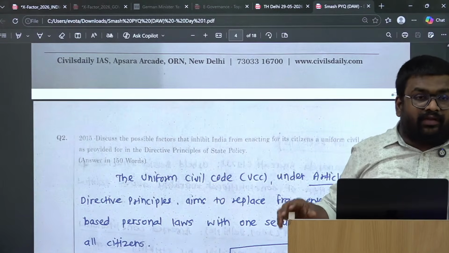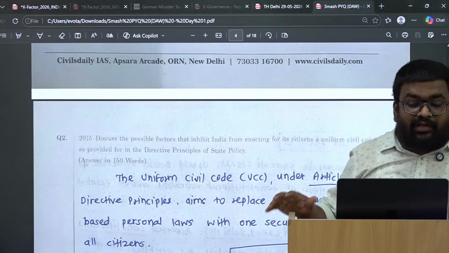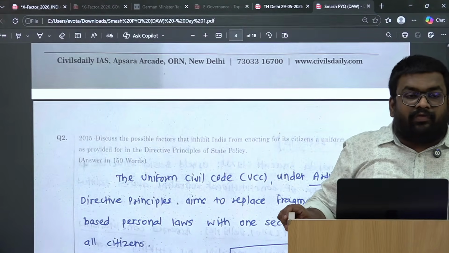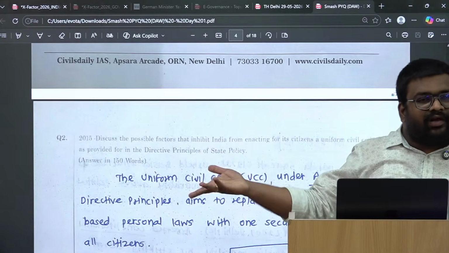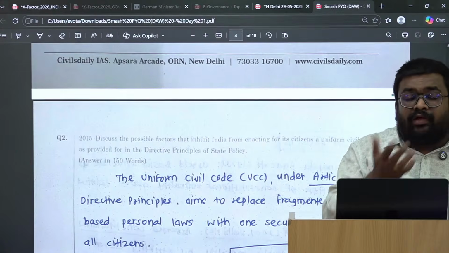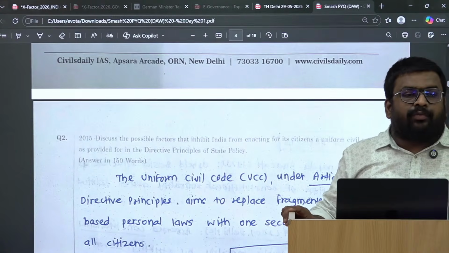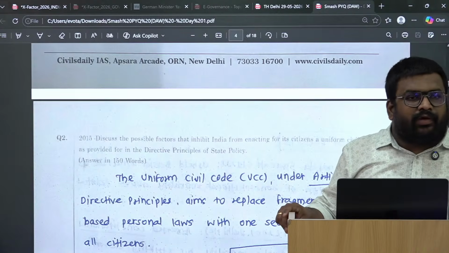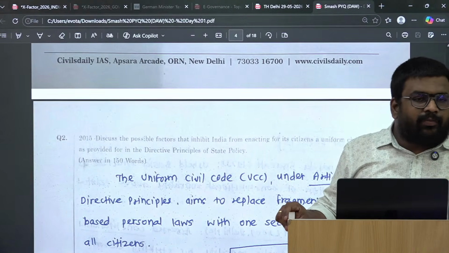Similarly here, the question is on uniform civil code. Again, this is an expected theme this year as well. In 2015 they had the question, factors hindering implementation of uniform civil code. Everyone will start with the definition of uniform civil code and write the factors. So political factors, historical factors, social factors can be there. You can classify under them, 2 points each.